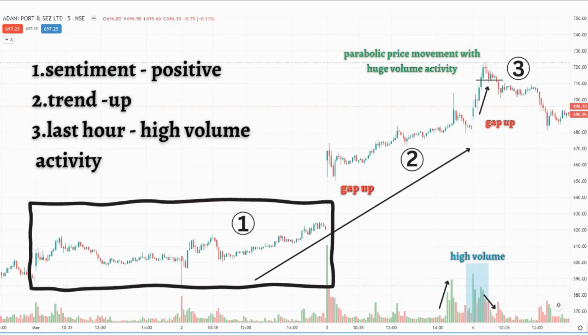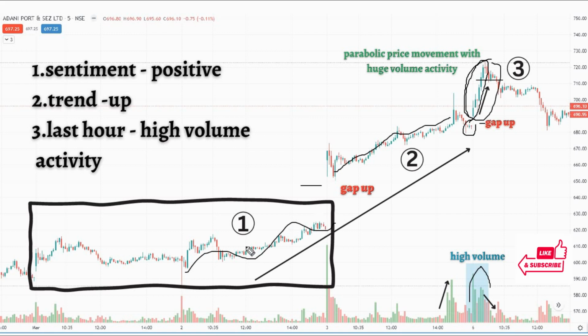See, from here prices have moved up towards the upside, then again on the second day a huge gap up, then again prices moved up and closed around day high, again gap up, and again a parabolic movement of the price with huge volume activity, indicating exhaustion in the markets. Why could this be a potential exhaustion move? Because prices have moved up from here to here.